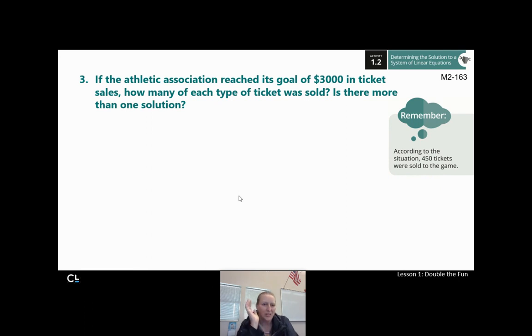If the Athletics Association reached its goal of $3,000 in ticket sales, how many of each type of ticket was sold? And is there more than one solution here? Hit pause, take a close look at those graphs and where they intersect, write it down, and then hit play when you're ready to check your work.